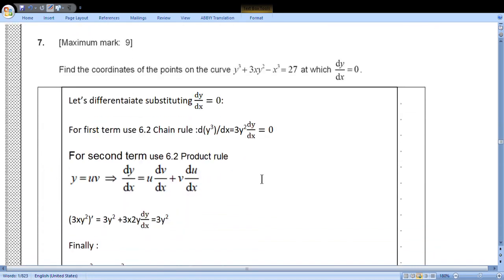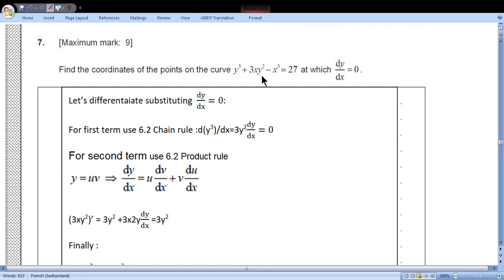Question 7. Find the coordinates of the points on the curve at which dy by dx equals 0. Let's differentiate, substituting dy by dx equals 0. For the first term, we use the chain rule. First we find the differential of y, and then dy by dx, which is 0. So the first term will be 0.